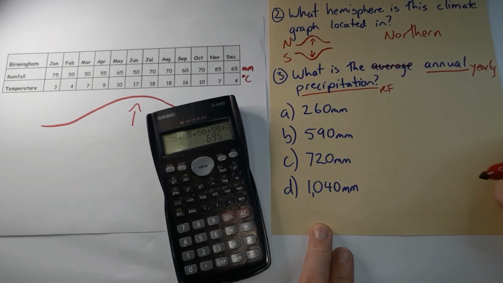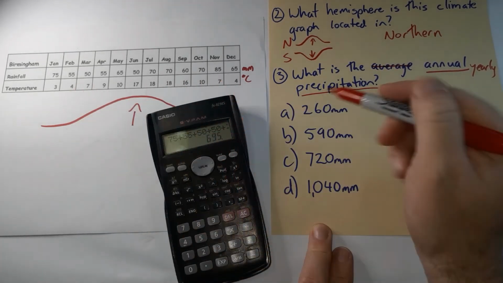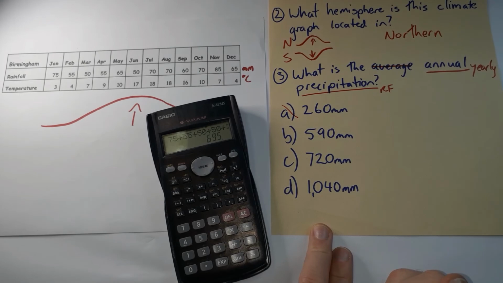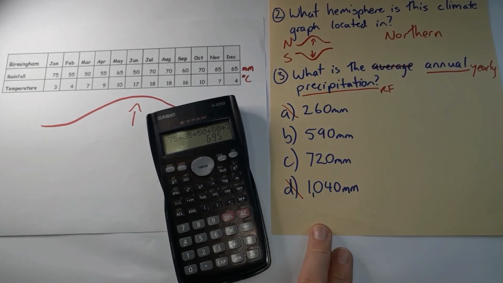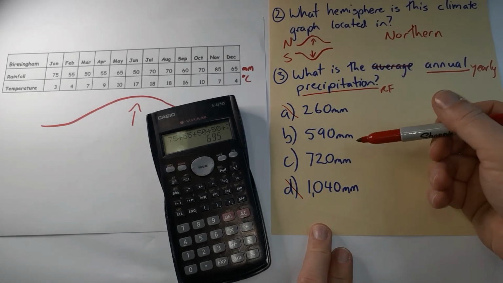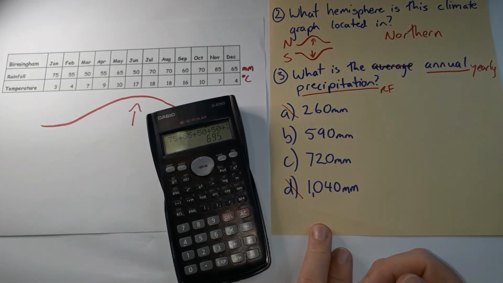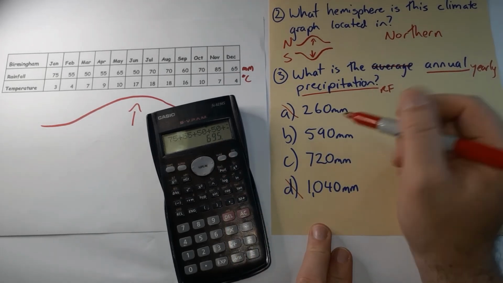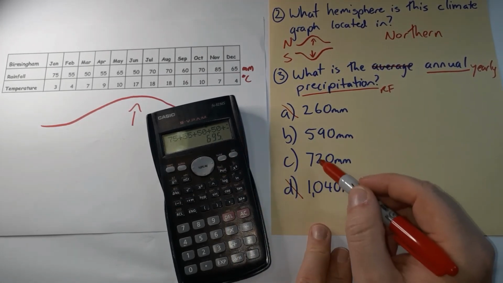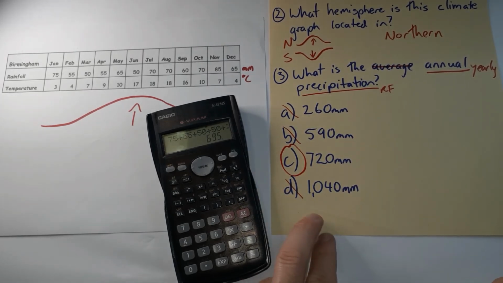There's a couple that I would knock out straight away. 260 millimeters, even before I added them up, I probably would have crossed that out because it seems too low. I'm nowhere really near 1,000, so I'm going to cross out D. And it's highly likely that I've either miscalculated one of these and forgot to add a number in, so I might be under here or slightly over there. So my answer is closest to C. So that's what I'm going to pick as my answer. That's it.